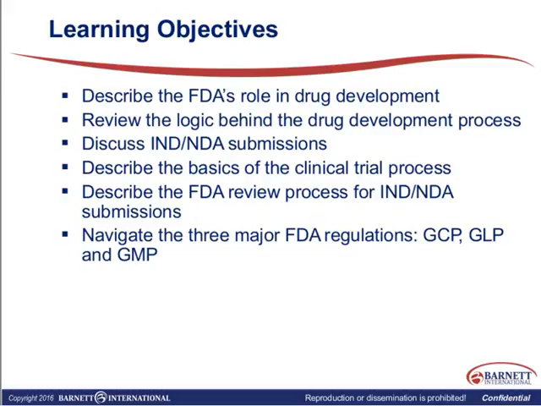And then we'll look at the FDA's review process. What is it that they actually look at when they give permission for a company to conduct clinical trials? And what do they review to see if it's safe and effective to be marketed in the United States? And then we'll look at the 3 major regulations that are involved across the board: good clinical practice, good laboratory practice, and also good manufacturing practice.